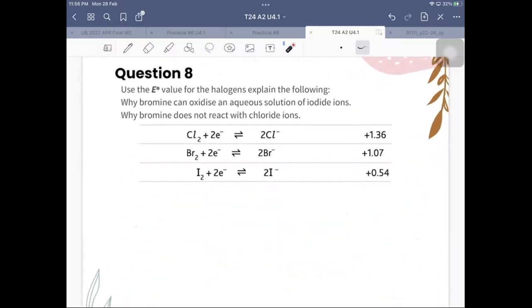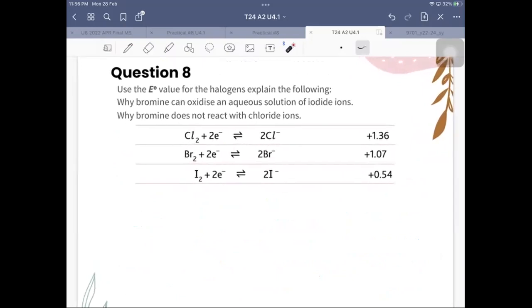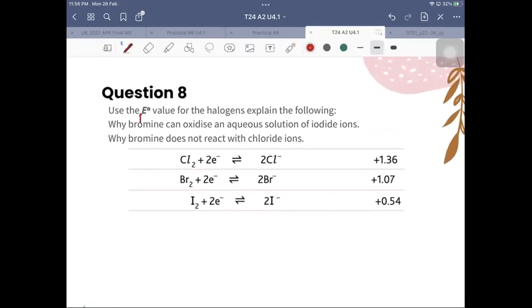Use the E0 value for the halogens. Explain the following: why bromine can oxidize an aqueous solution of iodide ions, and why bromine does not react with chloride ions. Okay, let's see. So first we want to answer why bromine can oxidize aqueous solution of iodide ions. So again, understanding the question: why can Br2 react with I minus?